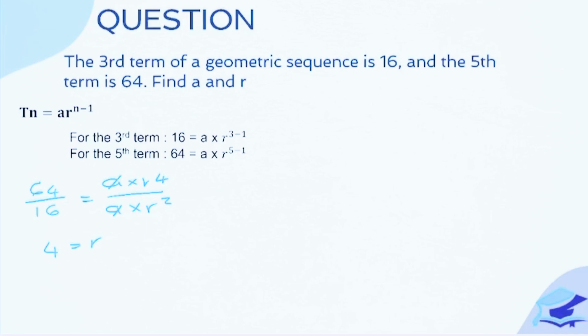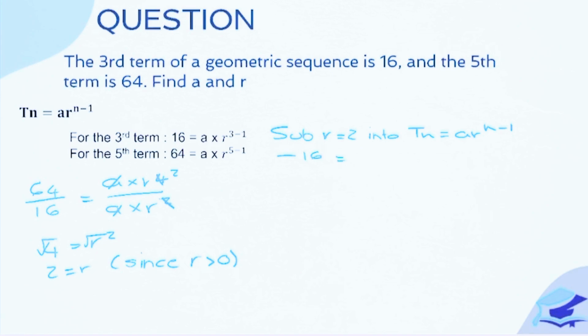Then the two a's cancel out. r to the power of 4 divided by r to the power of 2 gives us r to the power of 2. We square root either side, which should give us plus or minus 2 as the answer. However, r is greater than 0. We then can sub r equals 2 into our general formula, which gives us 16 is equal to a times 2 to the power of 3 minus 1.